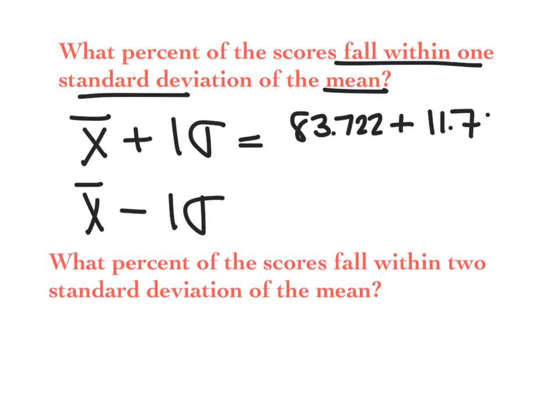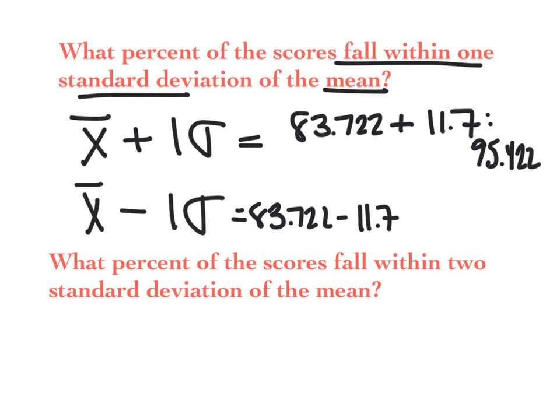Let's see, and I got 95.422. And then the mean minus 1 standard deviation, so you take that mean number, and now you subtract 1 standard deviation, because it can be above it and below it, and I got 7.022. Now I didn't actually answer the score yet, we have to count them up.